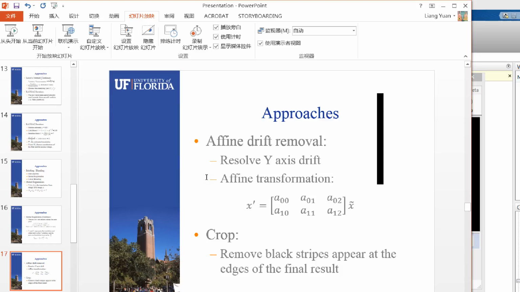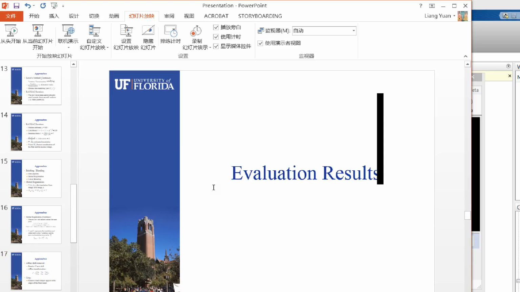Basically, affine transformation can preserve parallel lines, and then we do a simple cropping step to remove black stripes that appear at the edges of the final results. Now we will evaluate our results.